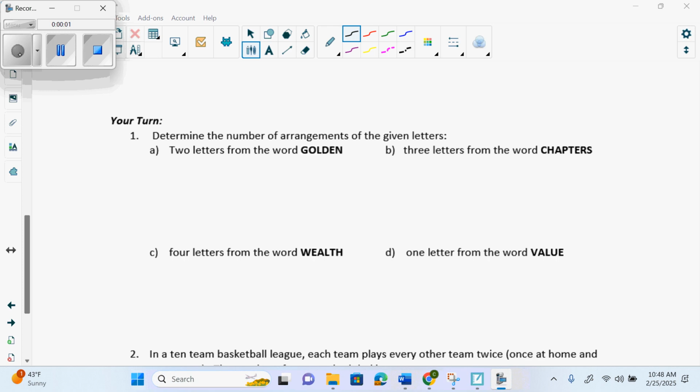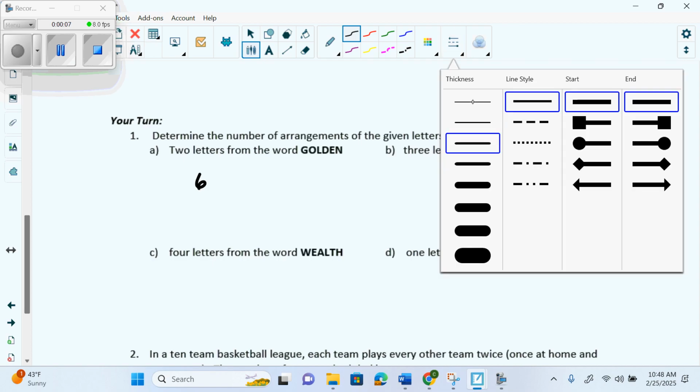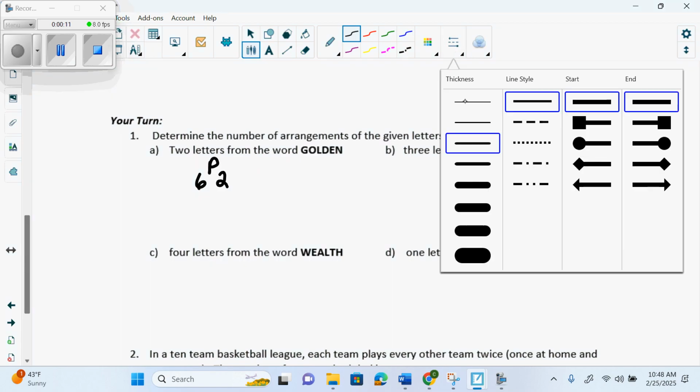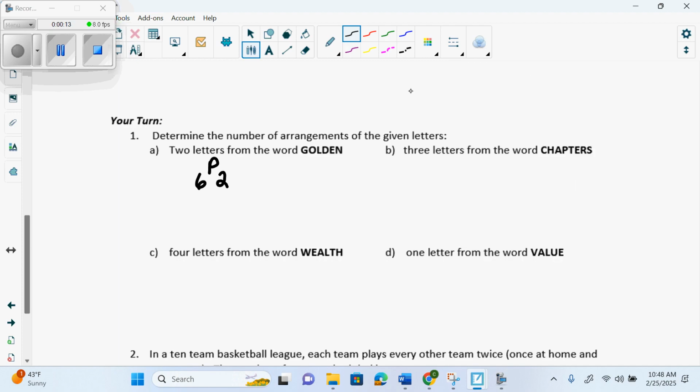from Golden. So we can go 1, 2, 3, 4, 5, 6. We could go 6P2. Good, I'm so glad I picked that. That is an answer. Or 6 times 5, which is 30. Both of these will get you the same answer.